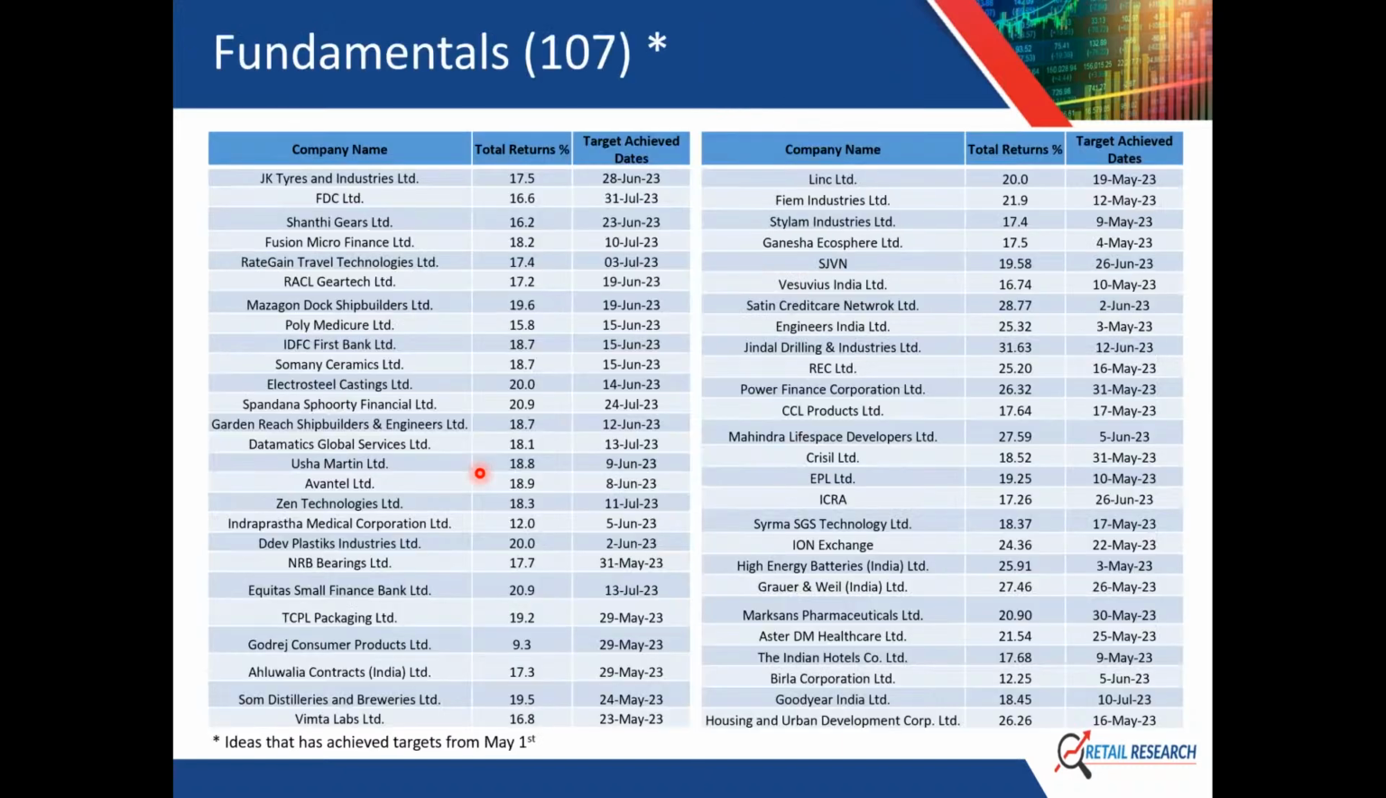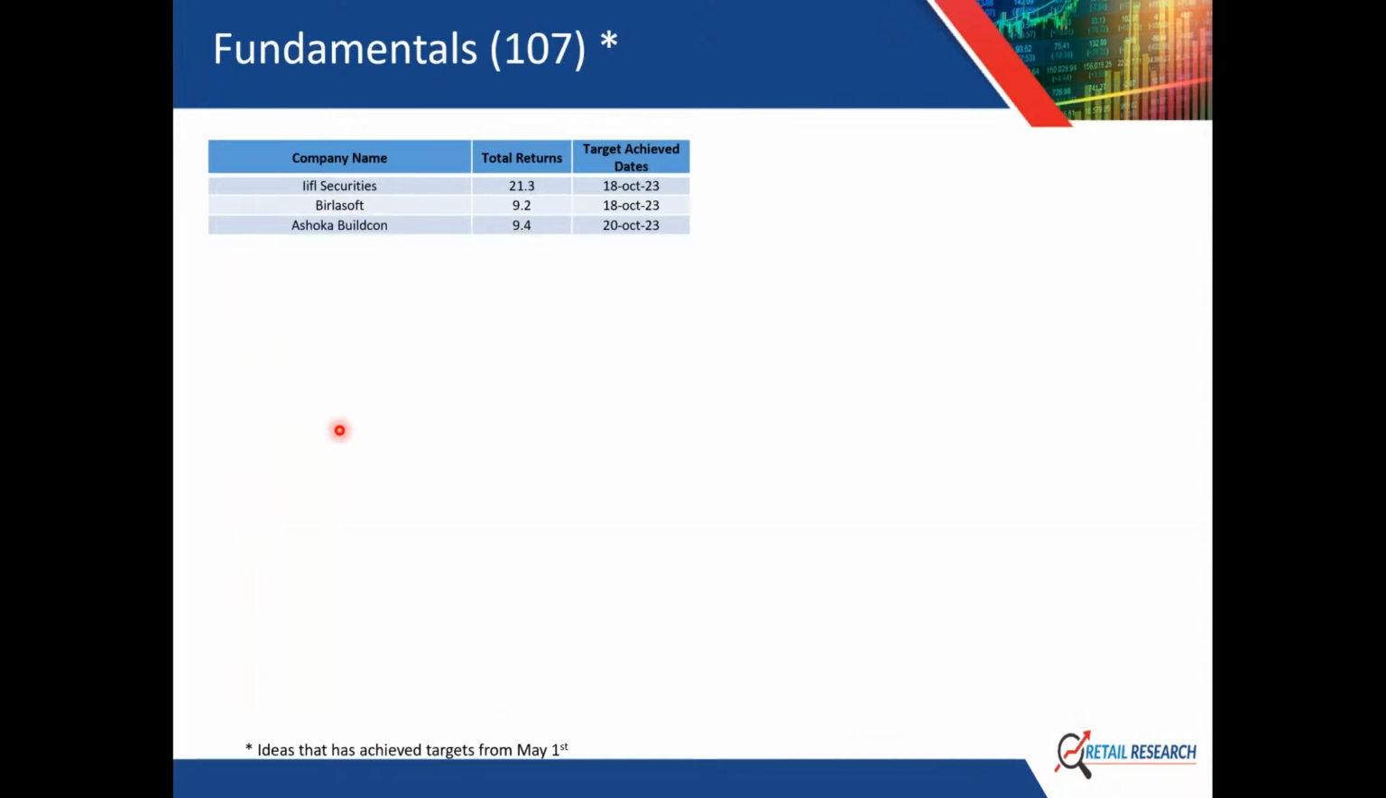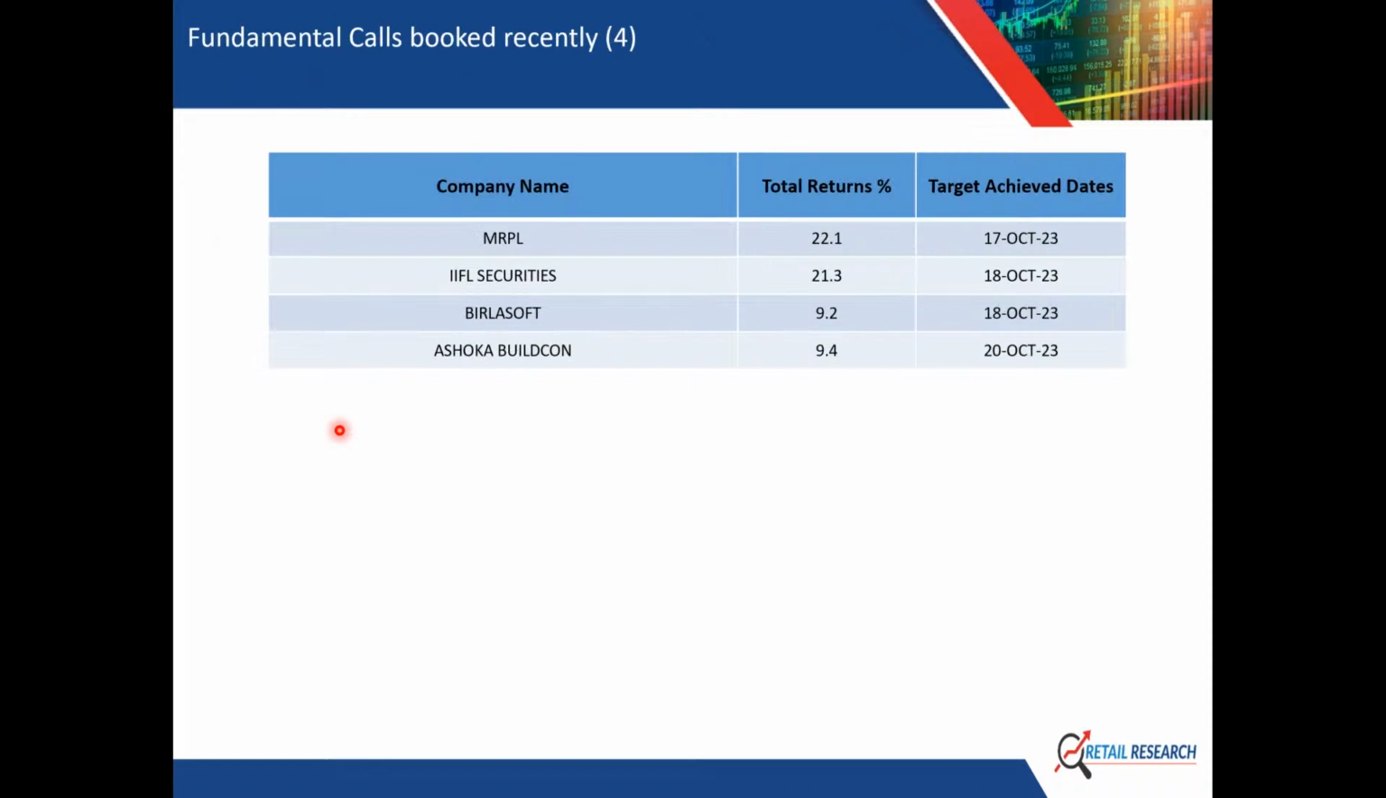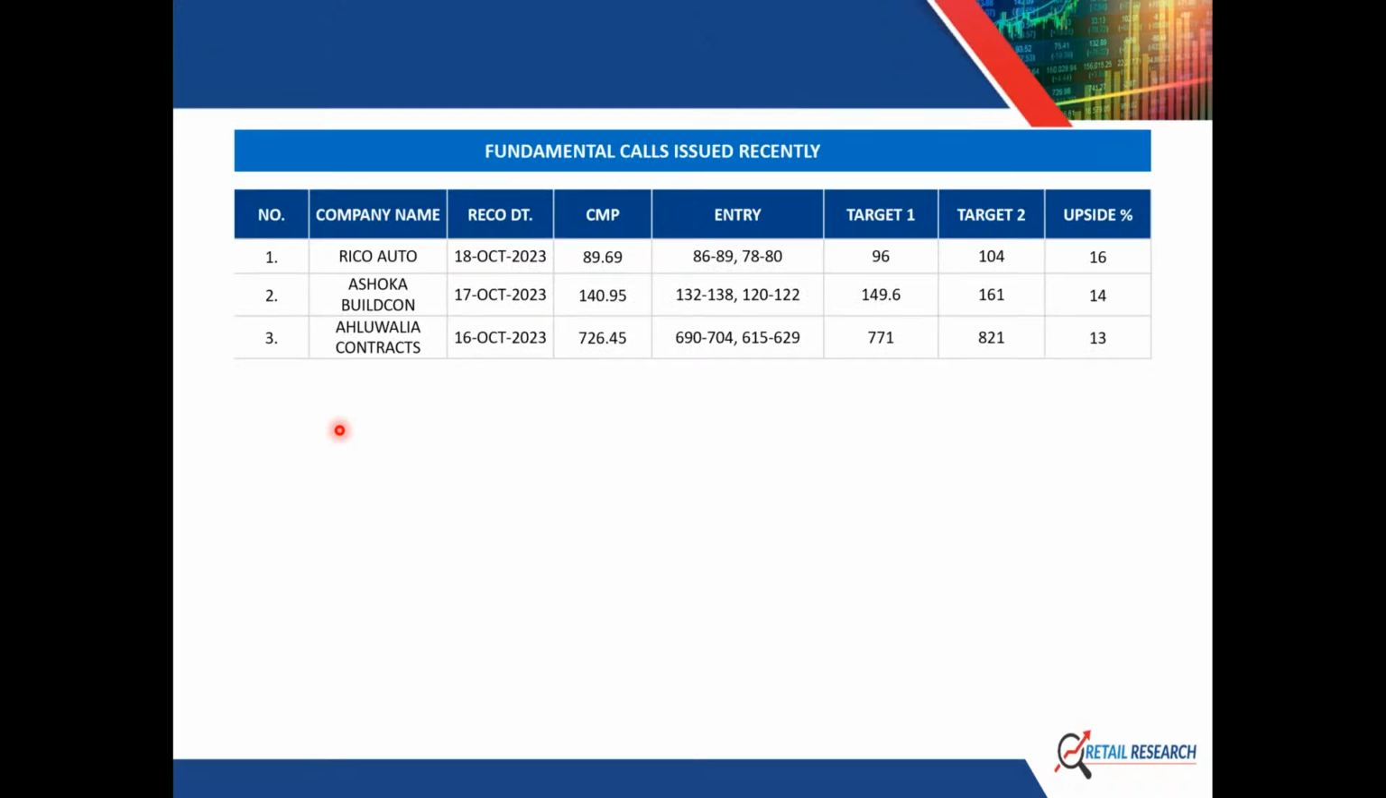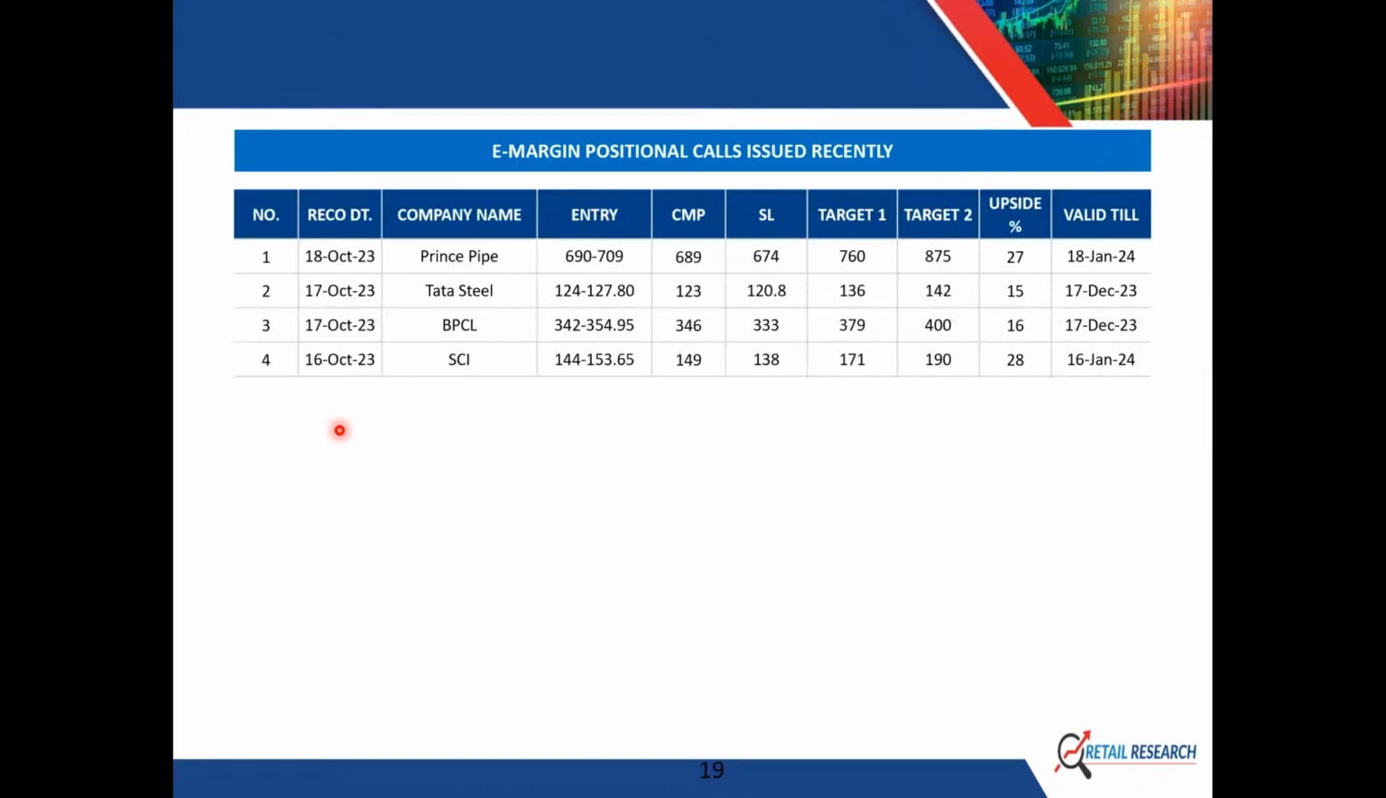Similarly, on the fundamental side, fantastic recommendations. More than 107 have been recently booked since May. Stocks like MRPL, IIFL Securities, Birla Soft, and Ashoka Buildcon have been recently booked. Targets have been achieved there. Three more recommendations recently: Rico Auto, Ashoka Buildcon, and Ahluwalia Contracts. Four more recommendations on the e-margin side or BSPL side: Prince Pipe, Tata Steel, BPCL, and SCI have been issued.